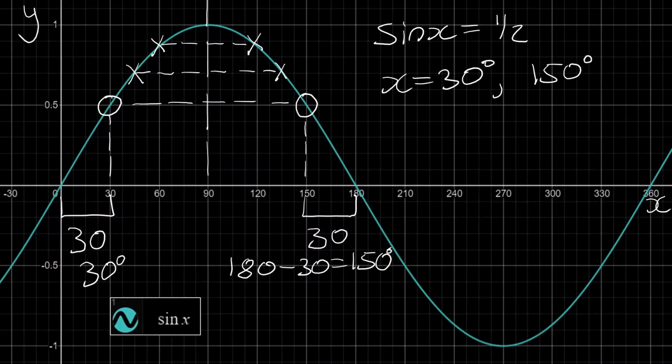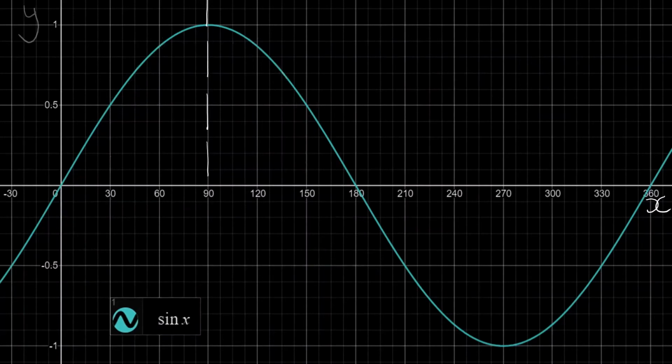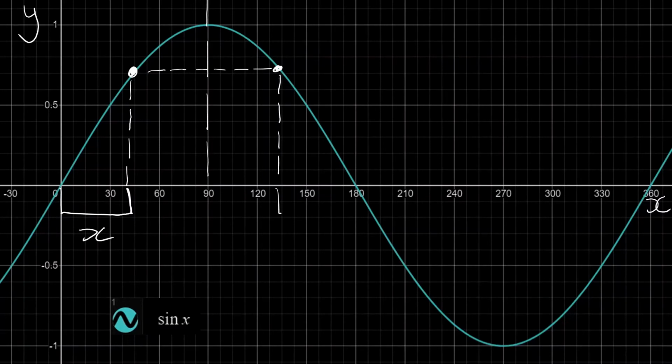But how do we do this for a general point? Let's say we get a different first angle. Let's say the first angle is up here. Well, we can draw a line across, and we can see that it matches up on the other side still. And so if the first answer is a distance x away, here it looks like it's about 40, but let's just say in general it's x, then the other point is also going to be that distance x away, but from 180. So after we get a first answer, which is just x, the second answer is just going to be 180 minus that x.